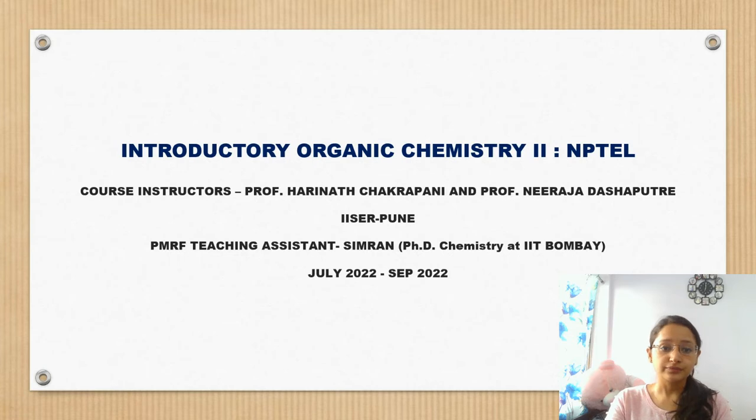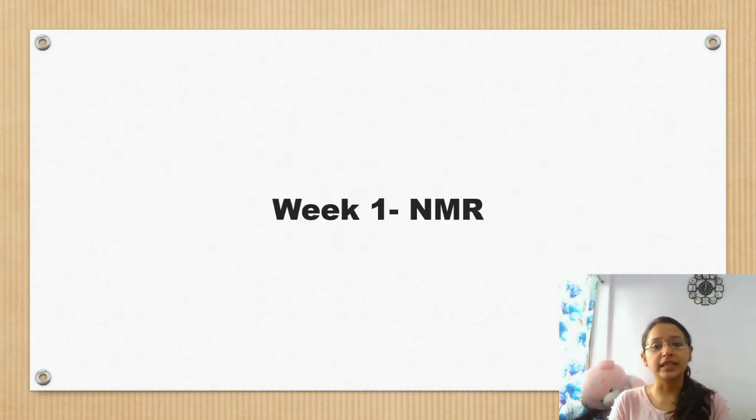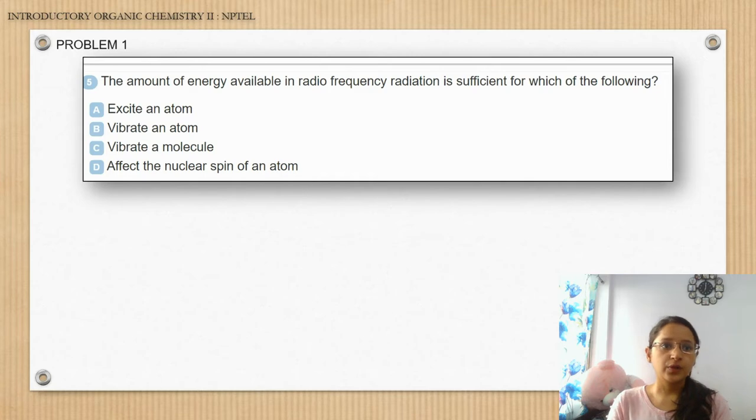I have prepared some slides for the NMR spectroscopy. In this week, we are discussing the problems related to NMR. Coming to problem one: the amount of energy available in radio frequency radiation is sufficient for which of the following? The options are: excite an atom, vibrate a molecule, or affect the nuclear spin of the atom.